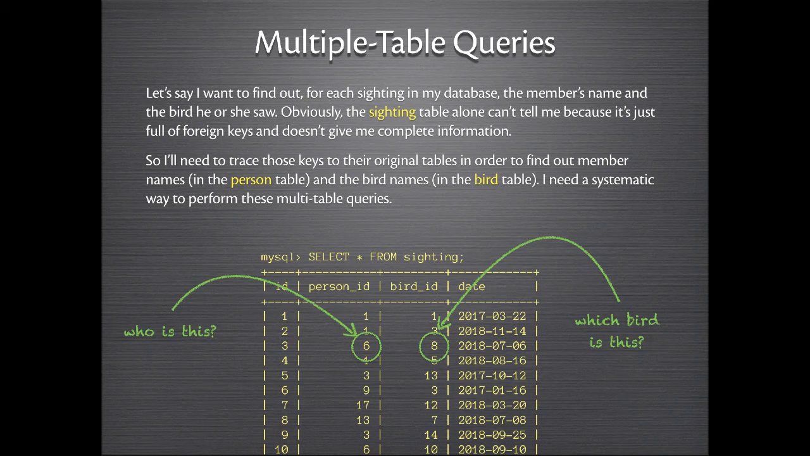I have to reach out to the person table to figure out what ID 6 is and maybe retrieve some info there, like the names, for example. And then I have to reach out the other direction to the bird table to row 8, or ID 8, and then get some information, maybe the scientific name or maybe the common name.